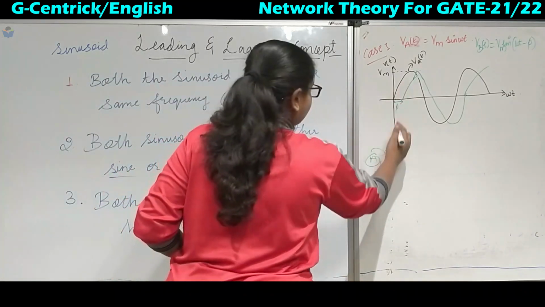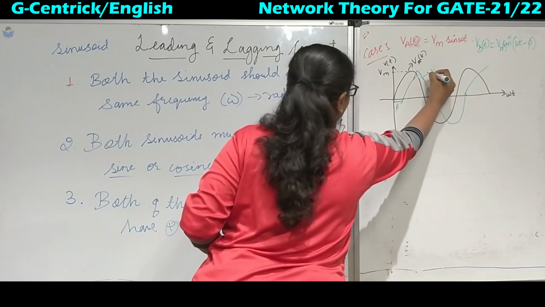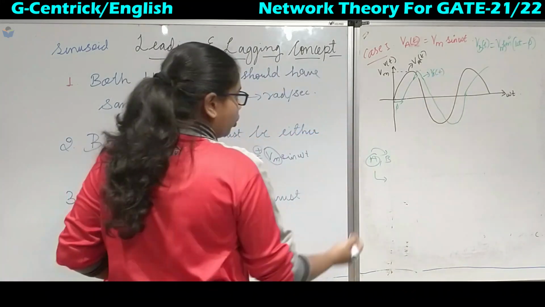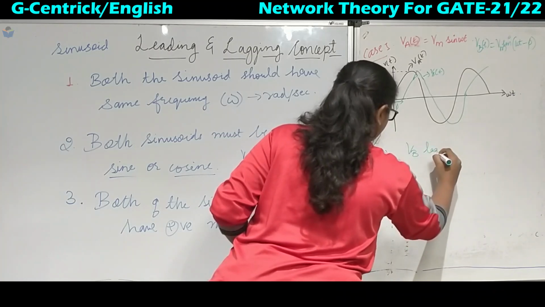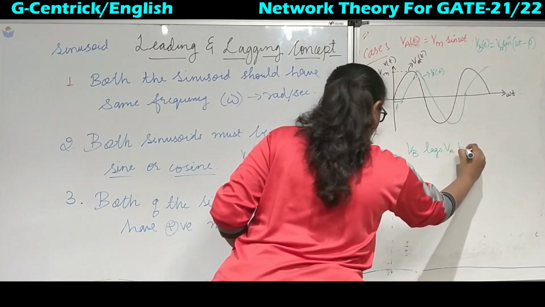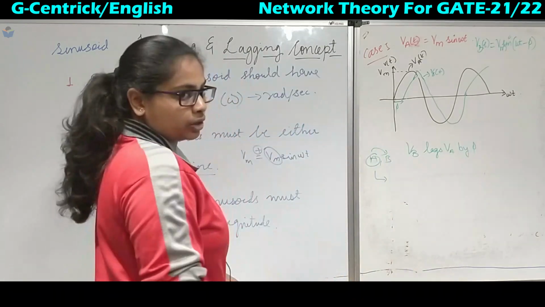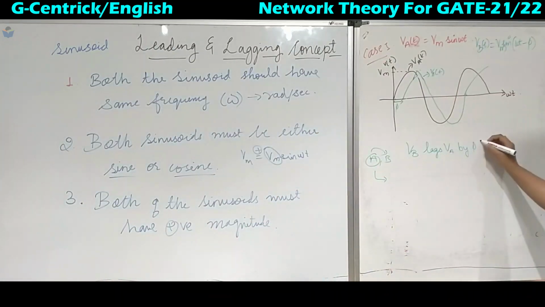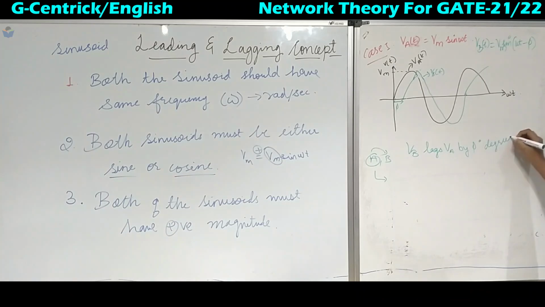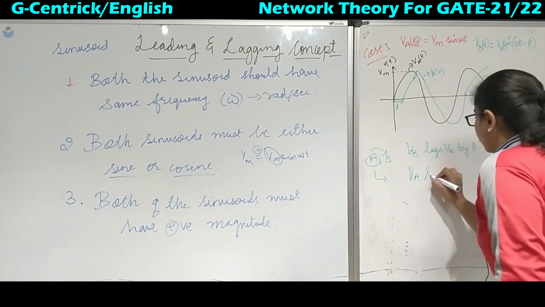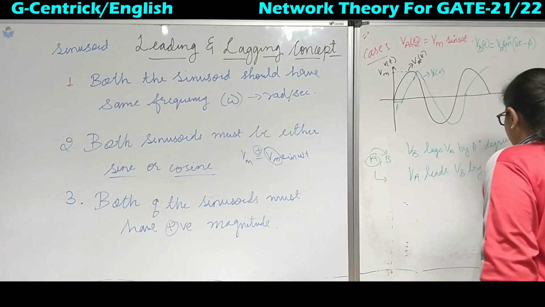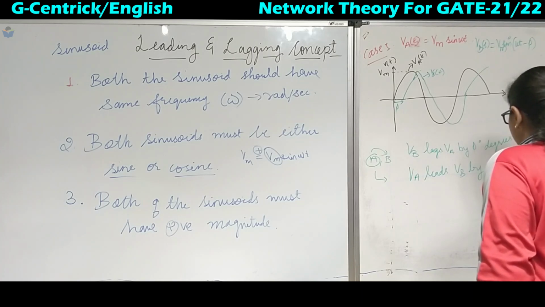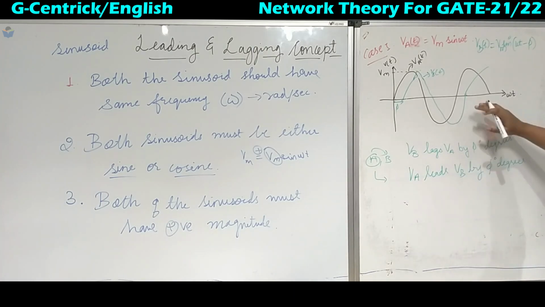So what we can say is that this is the voltage waveform of Vb of t. What we can say from this waveform is that Vb lags Va by phi degrees. This angle is always measured in degrees. Or you can also say Va leads Vb by phi degrees. So this is case number 1.